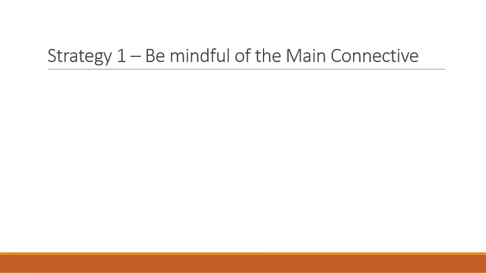Alright, so the first strategy is to be mindful of the main connective. When you're looking at the sentences that make up your argument, or the sentences that you have produced on a line, be aware what the main connective is. The main connective of a sentence is the connective whose scope is the entire sentence.